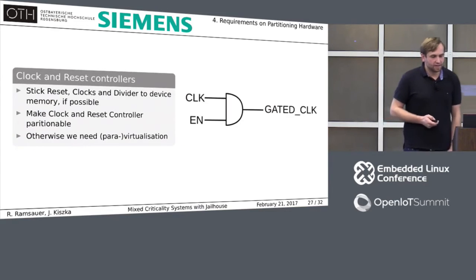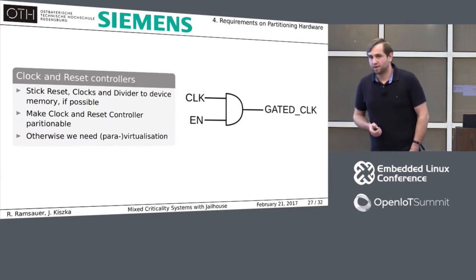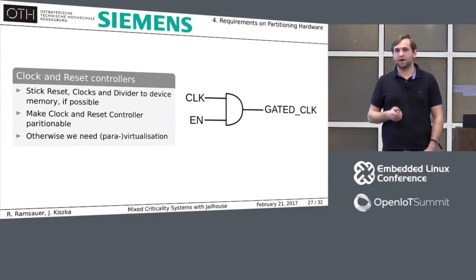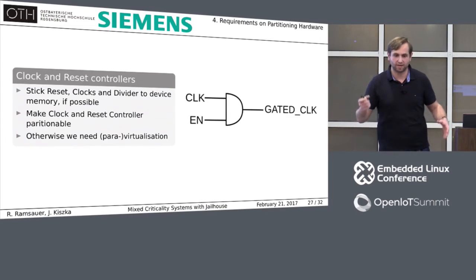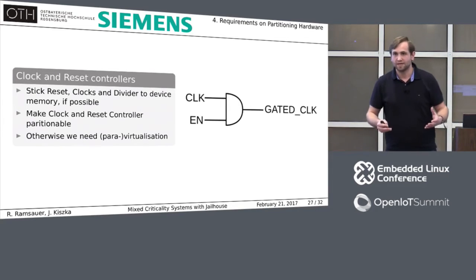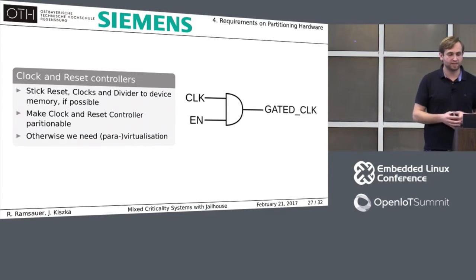The next point is the clock and reset controllers. So if it is possible, it would be nice if clock and reset lines of a device would be located at the device's physical memory space and not squashed together into one single contiguous memory region where we are controlling the whole platform. So this would really help us for partitioning the hardware. And this makes the clock and reset controller partitionable for us. Otherwise, again, we need costly para-virtualization.